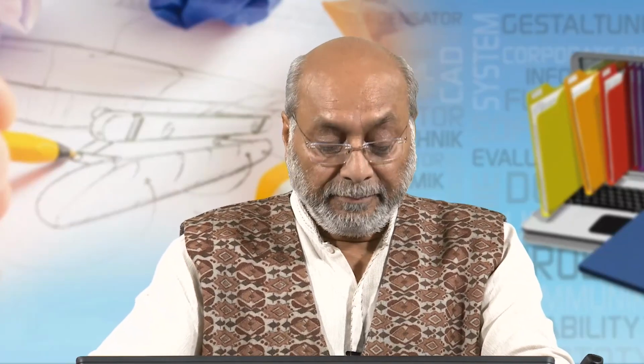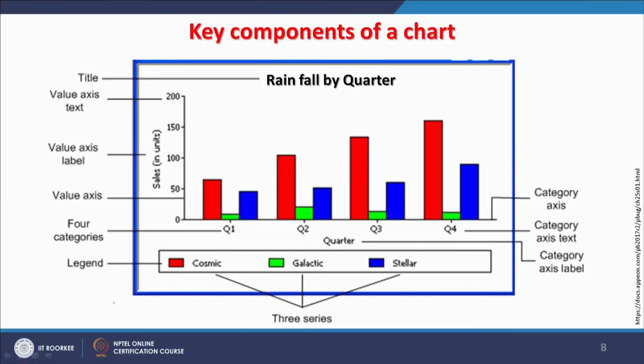So like the example which I am giving here, very simple, one by one we will go on, the left side and then the right side. So this is the title which we have discussed first, and the title is rainfall by quarter. For every 3 months you are having rainfall.